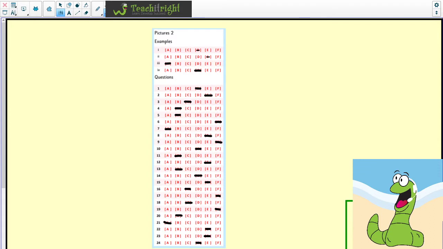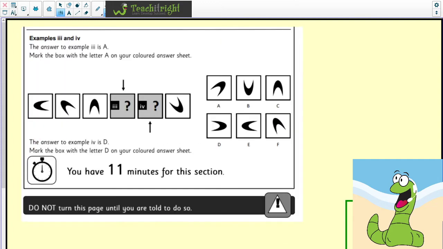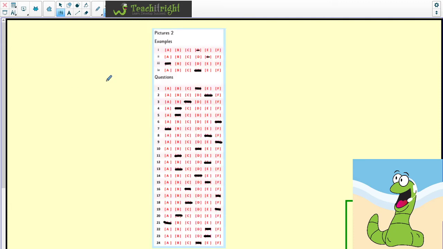The next section we're going to be looking at is called sequences, or they've described it as pictures too, but these are more commonly known as series questions. The examples have been marked down for you, so you can just see what you would have had to have done in the actual test itself. So you would have got A and D, and they would have been examples that you would have marked down. So you can see A there, and D has been marked down in the examples.